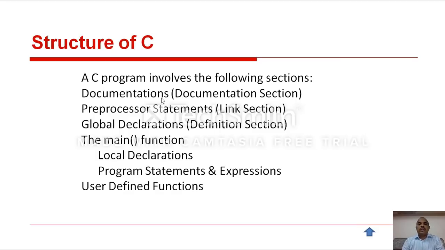The next one, the main function section. This is the most important section. Every C program should have one function that is called the main function. If there is no main function, we can't do anything in C programming and also C++ programming. The main function section contains two sections. The first one is the local declaration section and the second one is the executable section, that is called program statements or expressions.